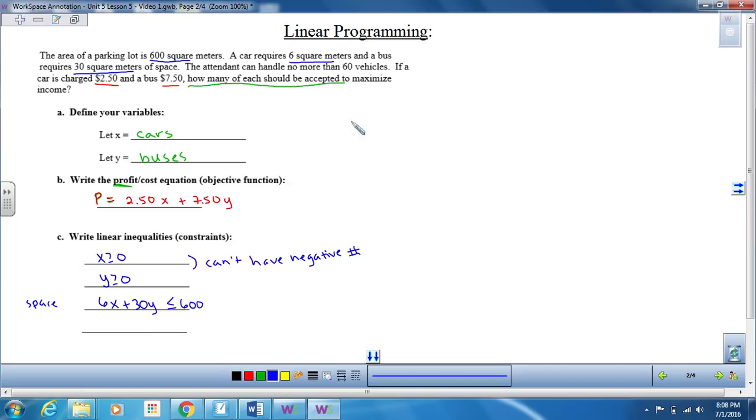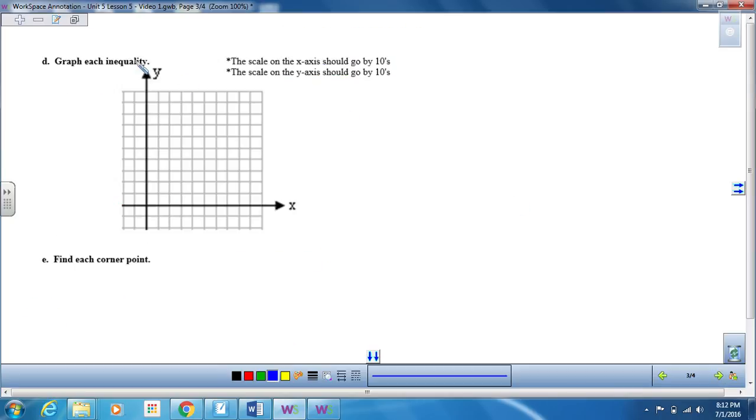Then I also have the attendant can handle no more than 60 vehicles. So my total number of vehicles, and remember, when we have a total number of something, that's just x plus y. And less than or equal to, because you can't handle any more than 60. Okay, so that was the hard part here, is writing those constraints. Our next step then is to graph the constraints. So we're graphing the constraints.